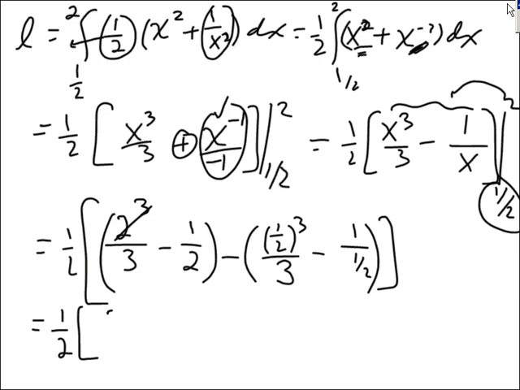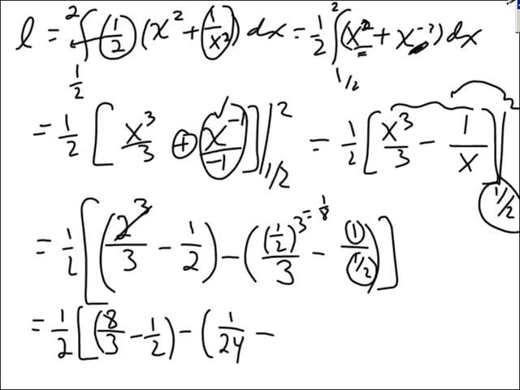2 cubed is 8. I have 8/3 minus a half. Minus, a half cubed is an eighth. Then you divide it by 3. That becomes 1 over 24. Minus, a half goes into 1 two times. Think about that. Okay, and there it is. We're down to arithmetic now. The common denominator is 24.